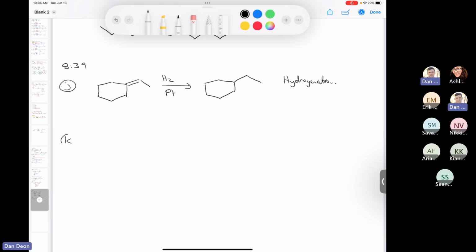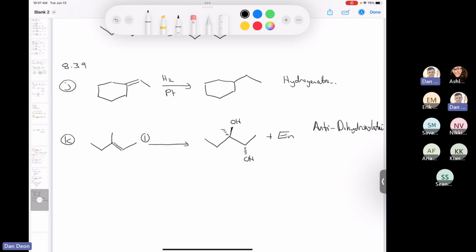And then for K, we've got this alkene here, and we want to make this compound where we have a hydroxyl pointing up, and we want to have another one pointing down like this, and it's an enantiomer. So this is an anti-dihydroxylation. So remember the steps for anti-dihydroxylation.